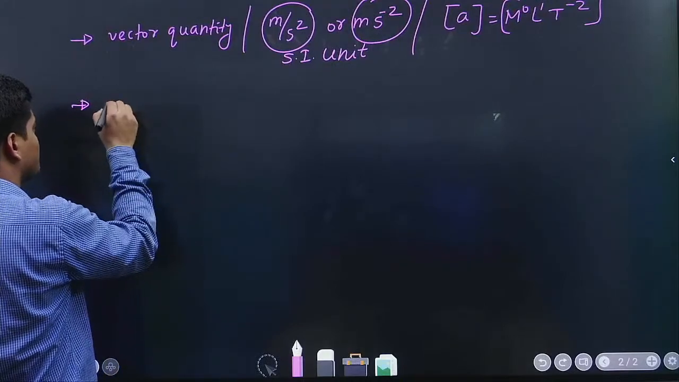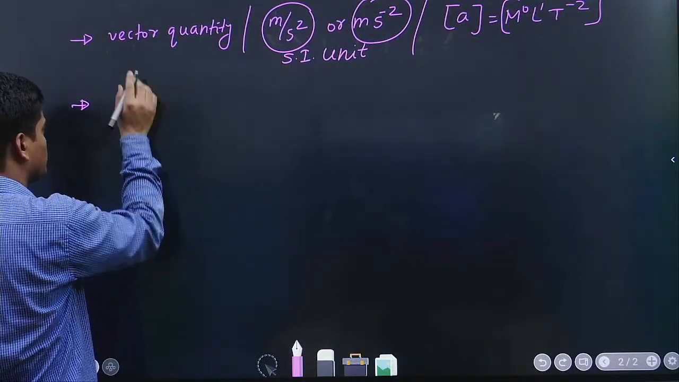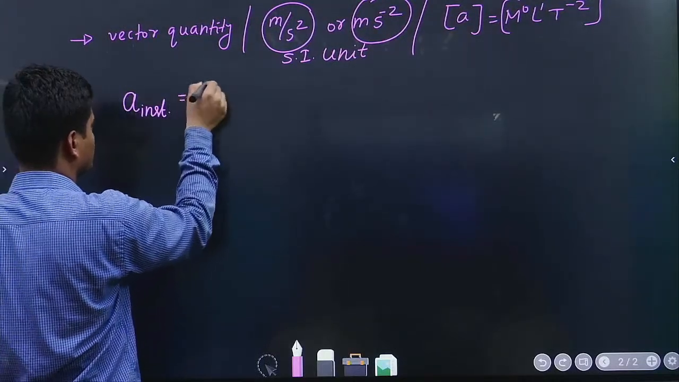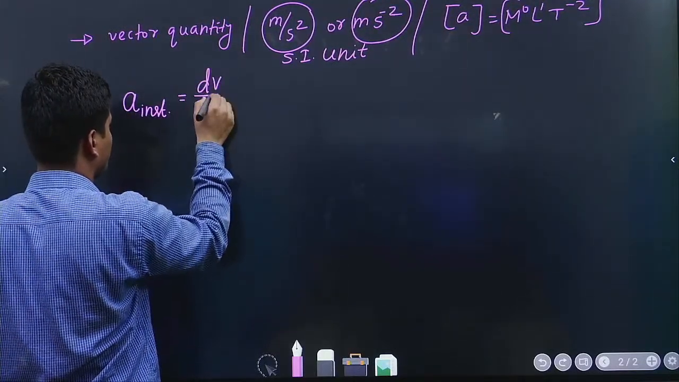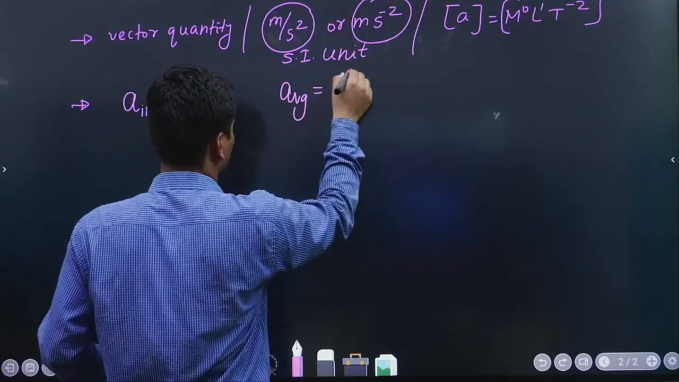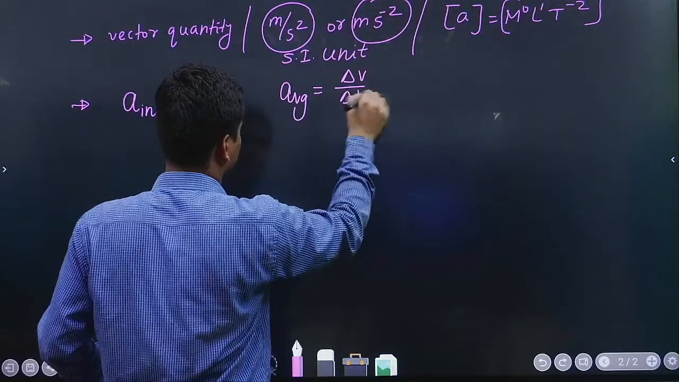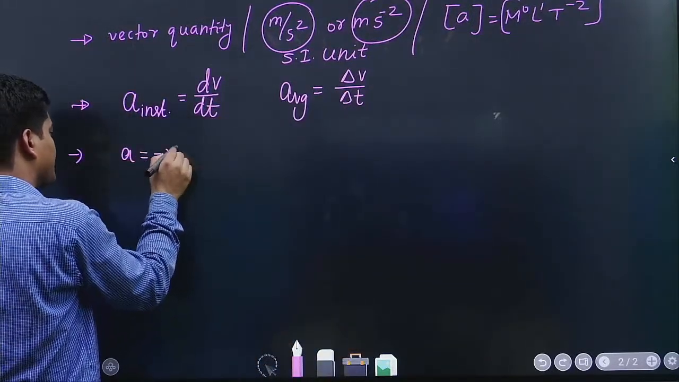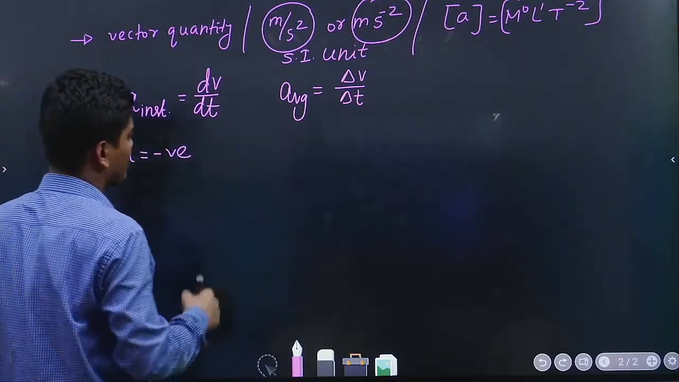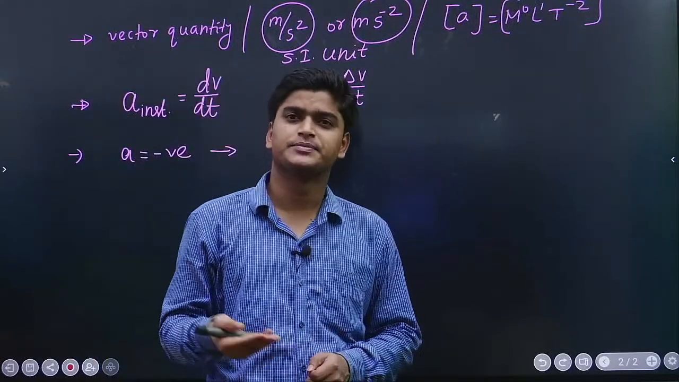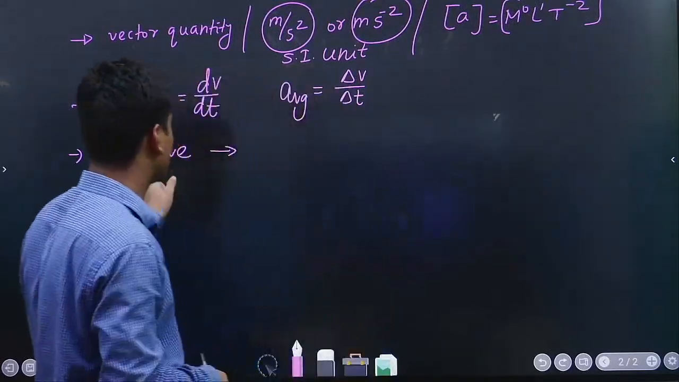Understand here, sometimes you can have instantaneous acceleration. I have already informed this one. So if instantaneous acceleration is asked, you can directly put dv by dt, or if average acceleration is asked, then average acceleration can be put as delta v by delta t. And if acceleration is coming negative, what are you understanding? The particle is moving, but its velocity is decreasing.